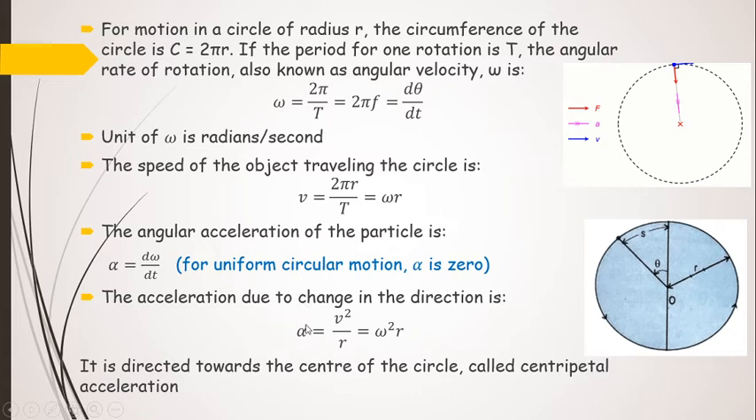The acceleration is also given by alpha is equal to v square by r, which is equal to omega square into r. This acceleration is directed towards the center of the circle, which is called centripetal acceleration. Let us see this example. As you can see, the force and the acceleration are directed towards the center of the circle, and the velocity of the particle is perpendicular to the direction of motion of the particle.